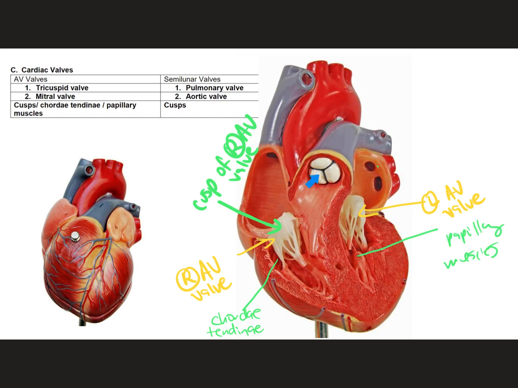This structure is the pulmonary valve, located in the pulmonary trunk, and these white structures here are the cusps of the pulmonary valve. Our semilunar valves have cusps, but they don't have chordae tendineae. The aortic valve would be deep in this model. You can't see it just because of the angle of the image, but it would be deep to about here.